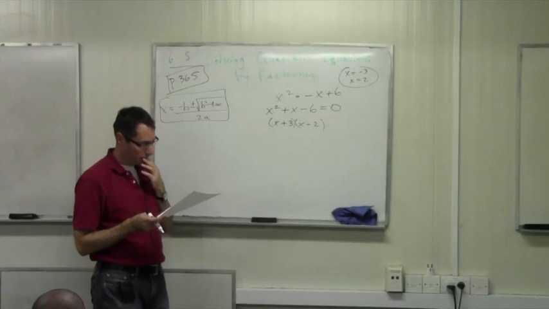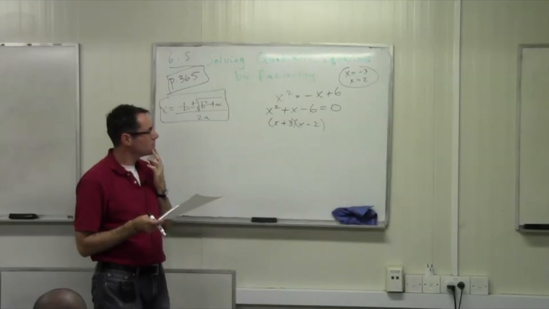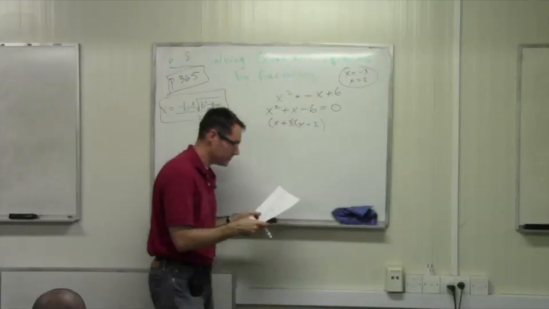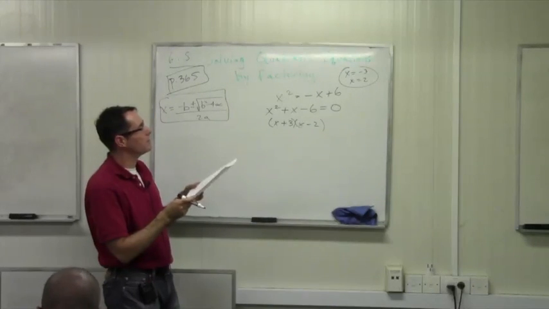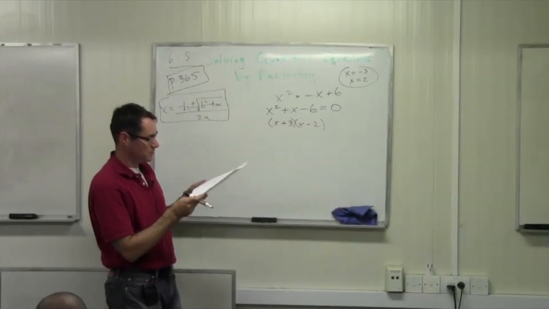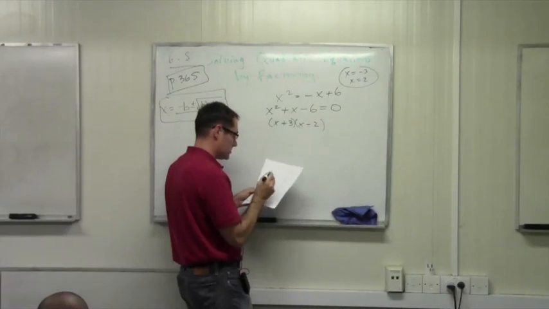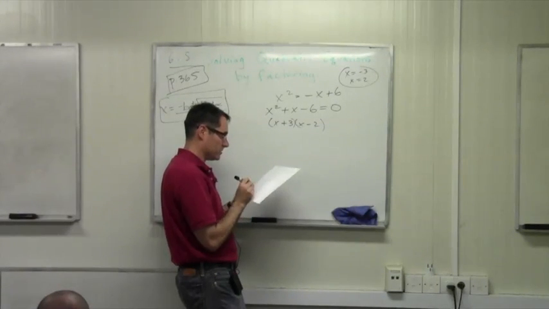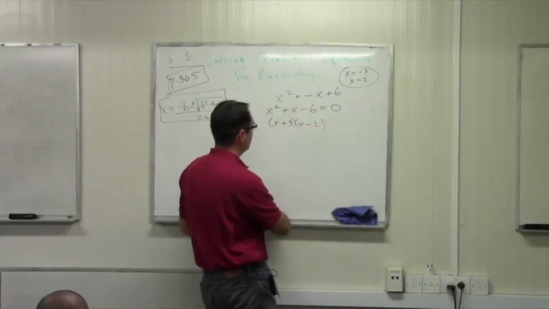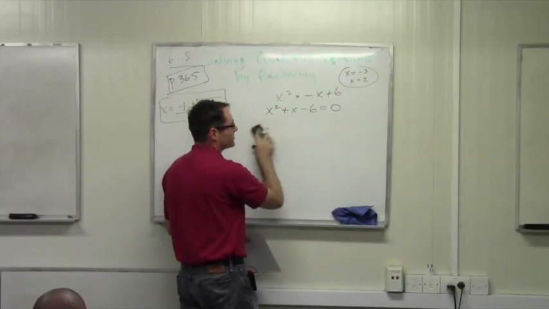Did I do that right? No, sorry, I did not. Wait a minute. Did I do that right? Negative x plus 6. Yes. OK. So it's written down wrong in my notes here. There, now it is. Now it's written right. OK, so we're looking for those two answers.